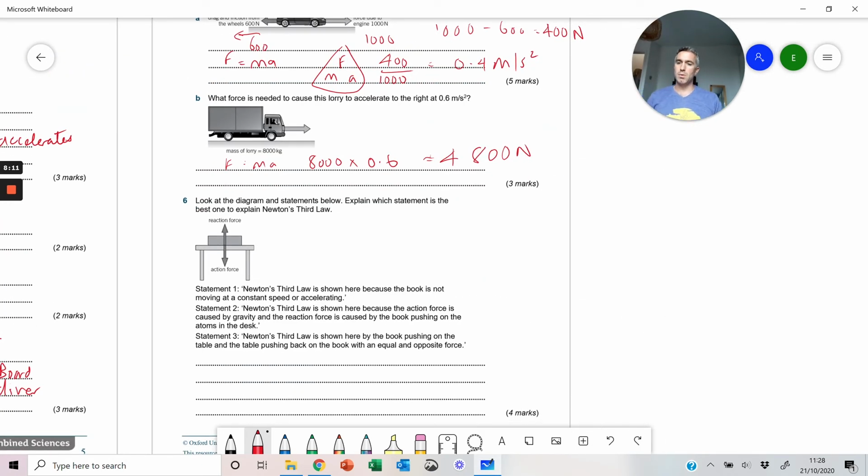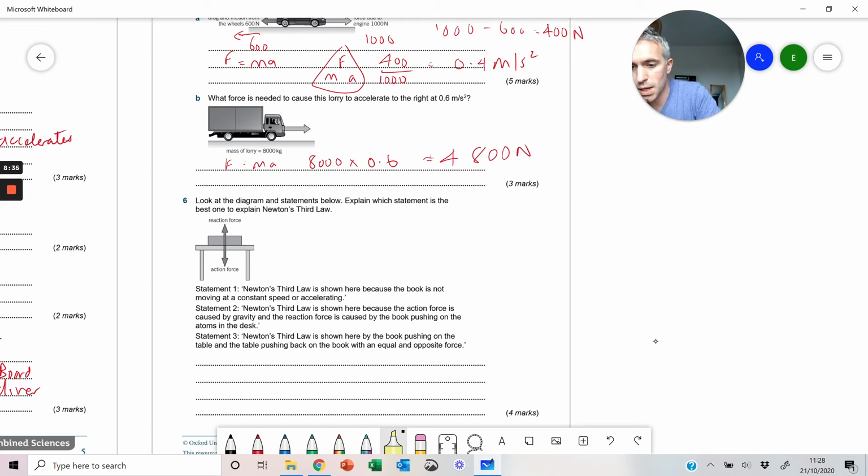Look at the diagram below and the statements. Explain which statement is the best one to explain Newton's third law. Newton's third law is shown here because the book is not moving. No, that's stupid. Newton's third law is shown because the action force is caused by gravity and the reaction force is caused by the book pushing on the atoms in the desk. False. That's not true because they're talking about two different types of forces. Third law is shown here by the book pushing on the table and the table pushing on the book.